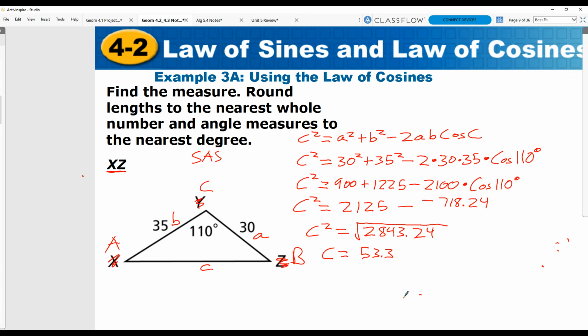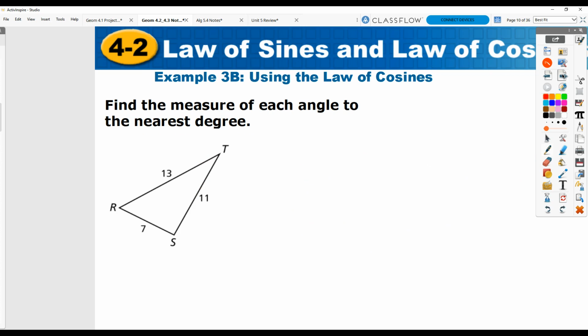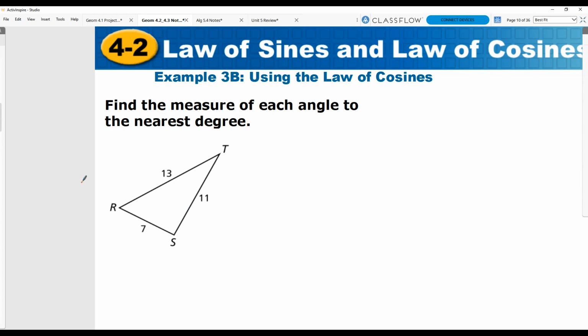Okay, so let's take a look at another example. We found a missing side. Now let's take a look at a triangle where we're going to find a missing angle. All right, so take a look at this one here and look at the pieces of information that we have. All right, we have a side, side, side. Okay, so we know all three sides. So we can use law of cosines to help us find the missing angles. So they want us to find each one of these three missing angles.